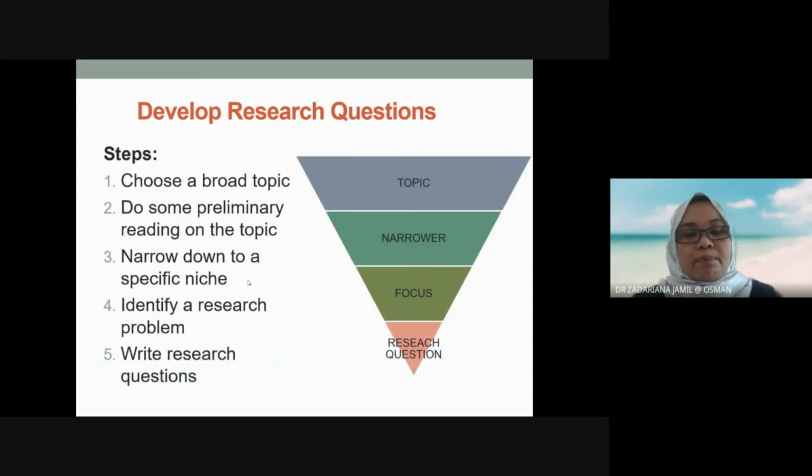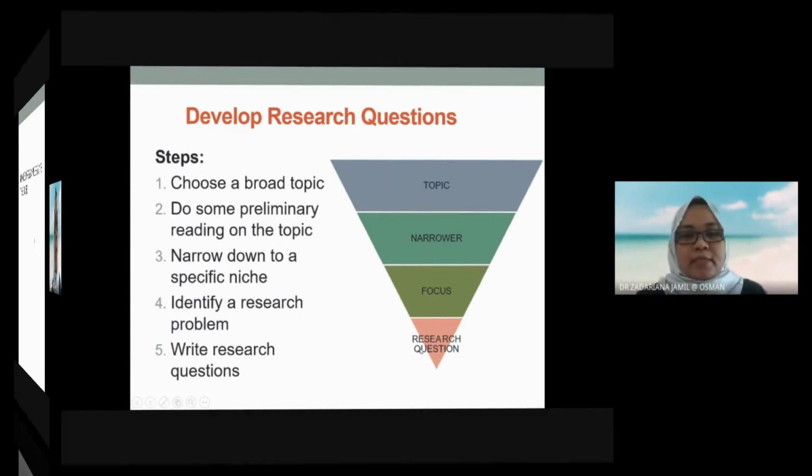So this can be summarized in this triangle. First, you need to get a broad topic, then narrow down to a very specific topic, and then focus down to the niche area. Then find out the problem and then write research questions.